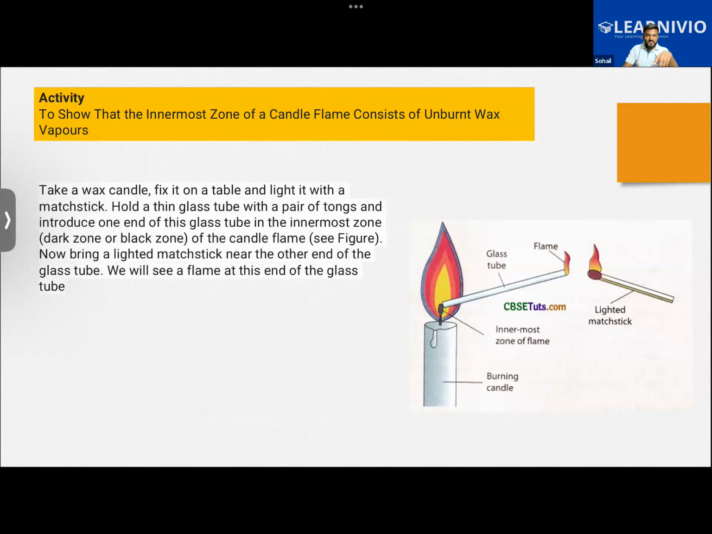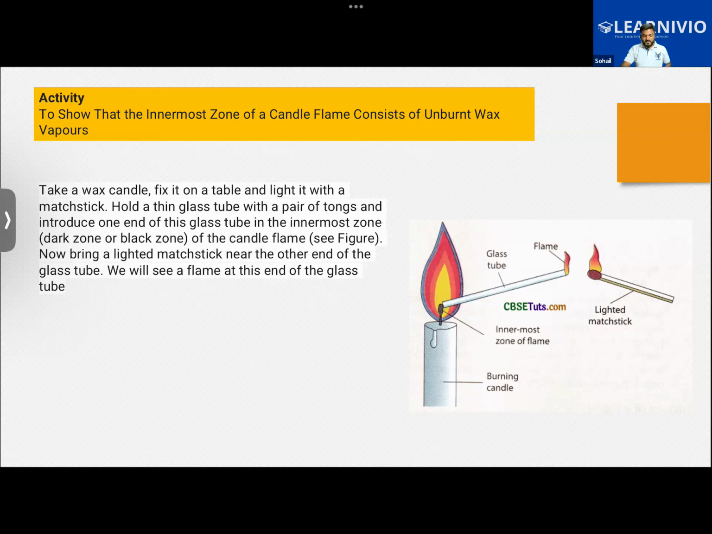And we did learn some activities in the previous class. What did we conclude in the following activity, as you see in the slide? If we take a glass tube near the innermost zone of the candle, and at the other end we put a lighted matchstick, it will start to burn because of the unburnt wax vapors. Unburnt wax vapors are burning right now, and they are combustible.